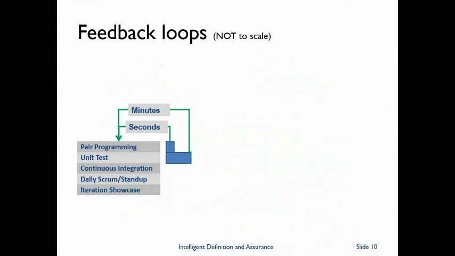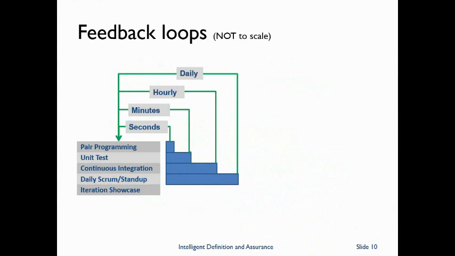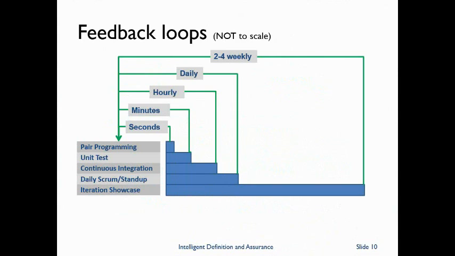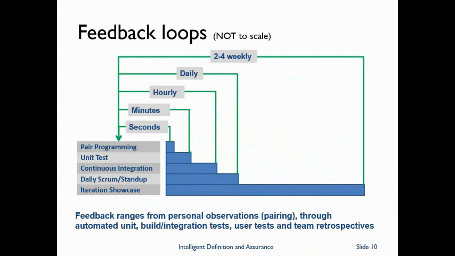Continuous integration, maybe an hourly build and test process, can give you hourly feedback on the state of your project and program. Of course, daily Scrum stand-ups happen daily, and you might have an iteration or a sprint that lasts 2, 3, 4 weeks or so, and then there's an end of phase feedback process, a showcase if you like.